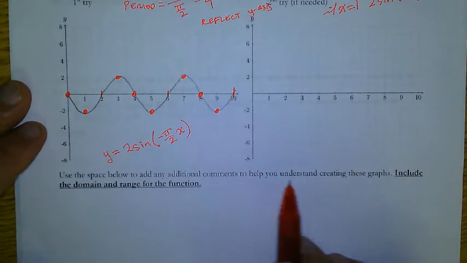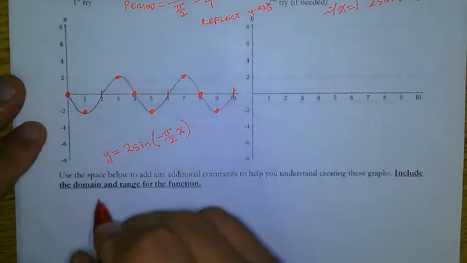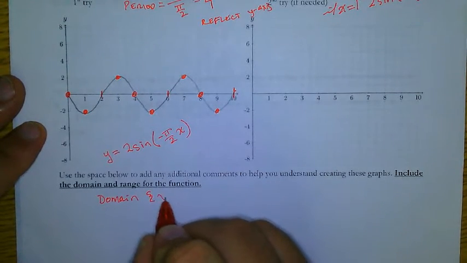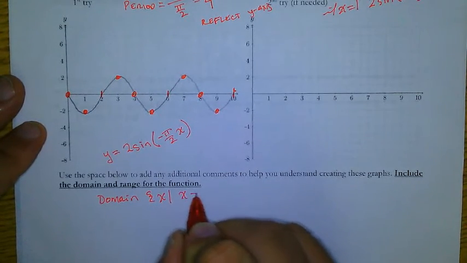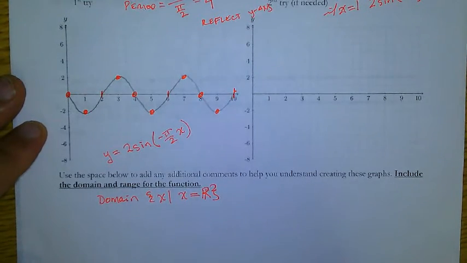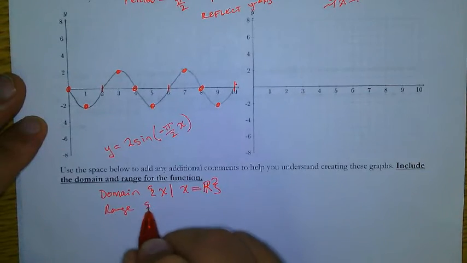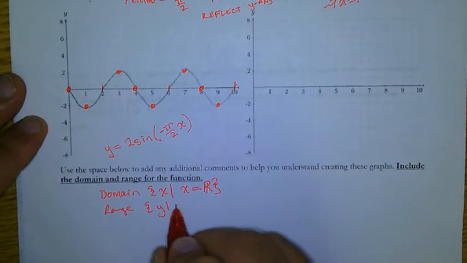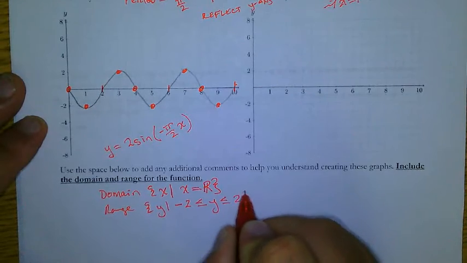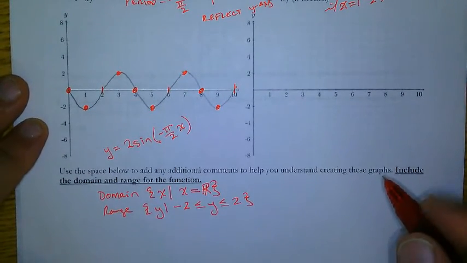Any additional comments to help you understand the creating of the graph include the domain and the range. Okay. Our domain is the x values, and it's x values such that x can be any real number. Okay. And our range, y values such that y is between negative 2 and 2 inclusive.